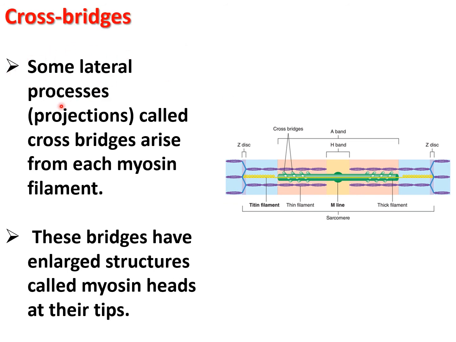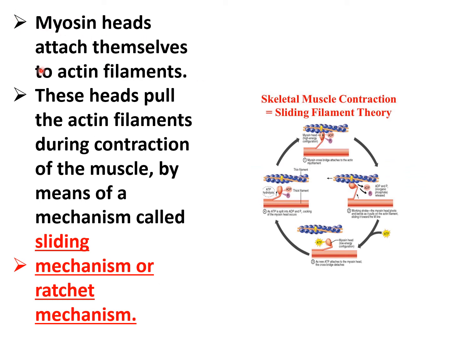Cross bridges. Some lateral processes or projections known as cross bridges arise from each myosin filament. This green color here is the cross bridges. These bridges have enlarged structures known as myosin heads at their tips. Myosin heads attach themselves to actin filaments, and these heads pull the actin filaments during the contraction of the muscle by means of a mechanism known as the sliding mechanism or ratchet mechanism.